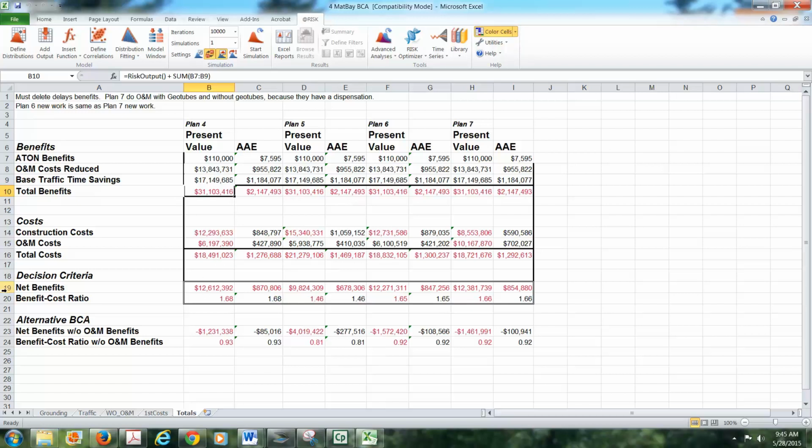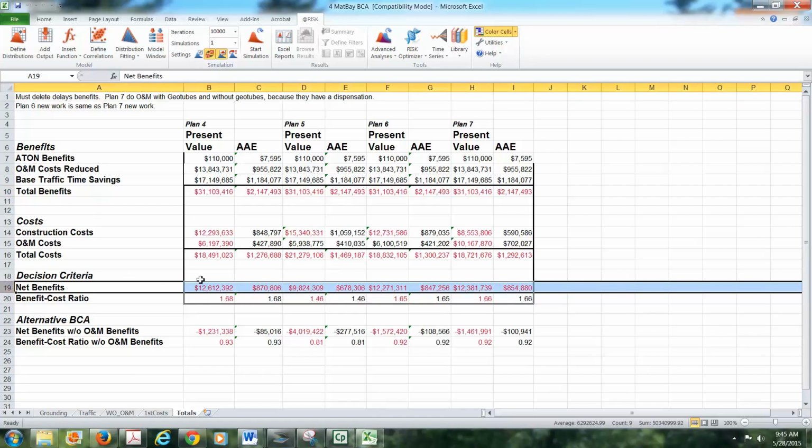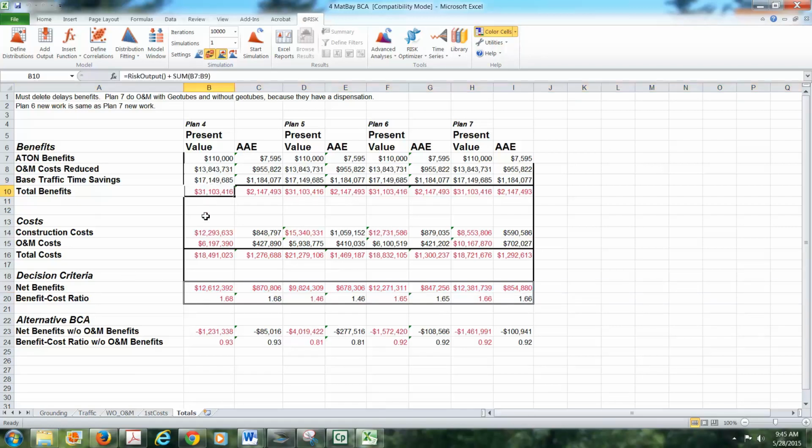Down here we have some decision criteria. Net benefits is the benefits minus the cost. So this project produces, you can think of it if you will, as a profit of $12.6 million. If we take the total benefits divided by the total cost, we get a benefit cost ratio of 1.68.